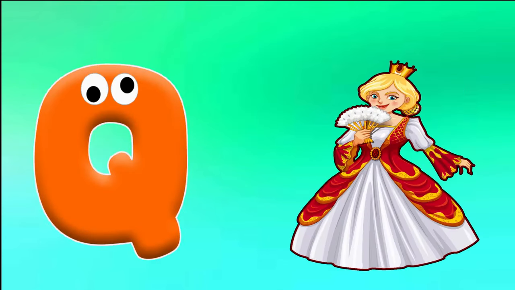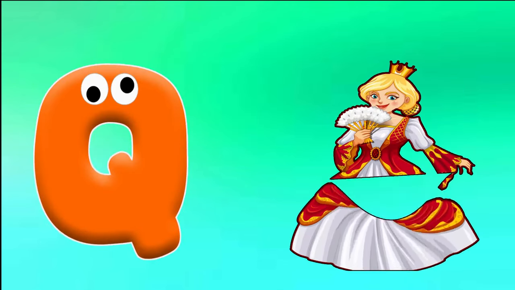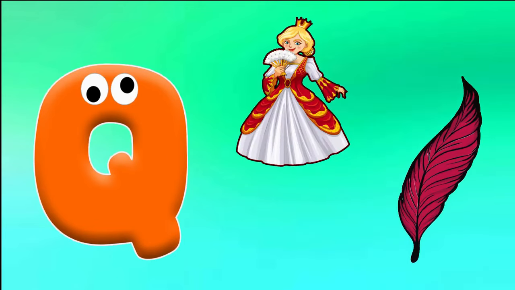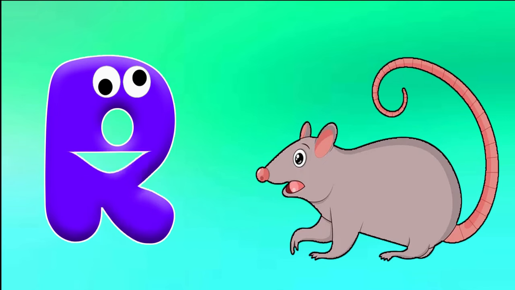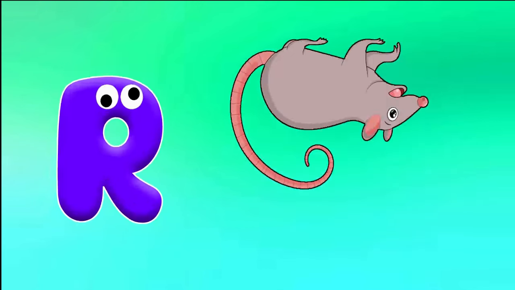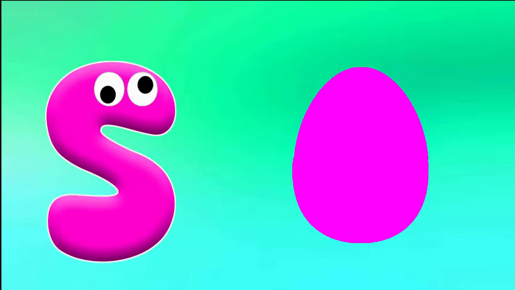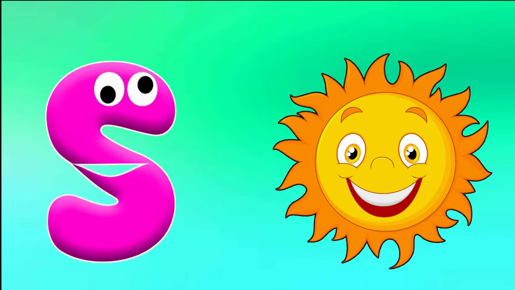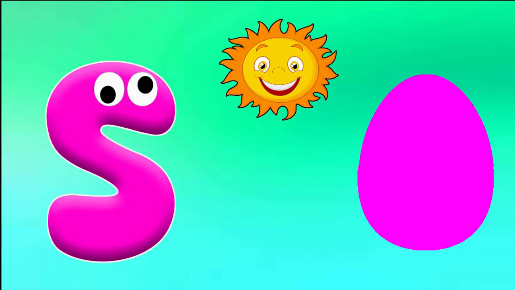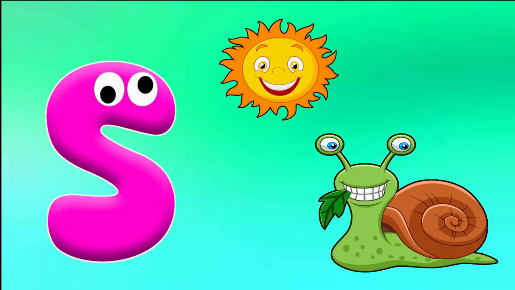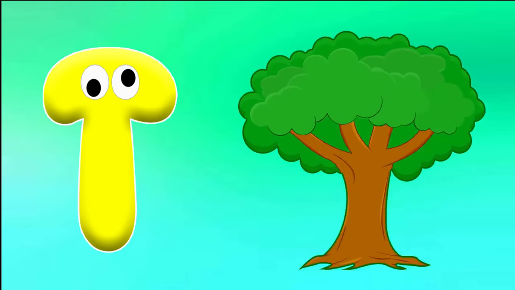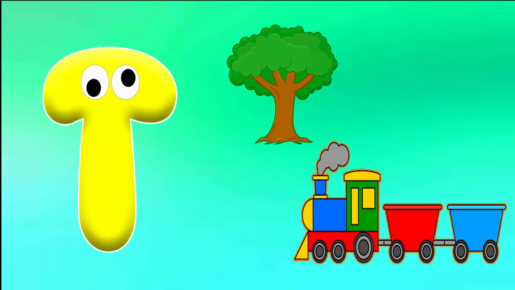Q is for queen, queen. Q is for quail, quail. R is for rat, rat. R is for rabbit, rabbit. S is for sun, sun. S is for snail, snail. T is for tree, tree.